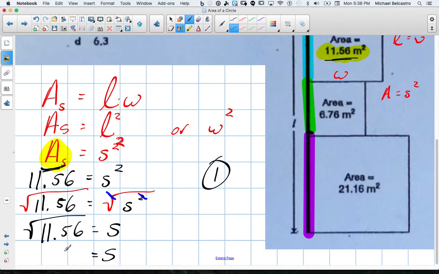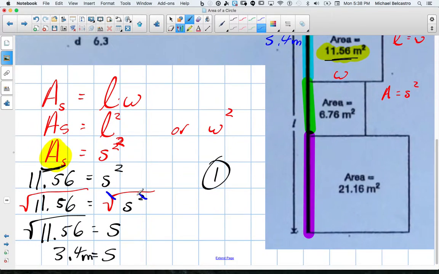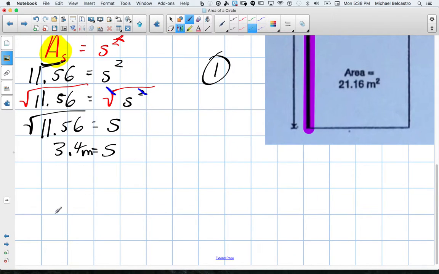So our side length is 3.4, and what's the unit? It was meters squared, but now length is only 1-dimensional, so it's just meters. Okay, so right in blue, this is 3.4 meters. That's the length of this side. We're going to repeat this process 2 more times. I'm not going to go through it in as much detail since we now know that all we have to do is square root these. So I'll set it up again.